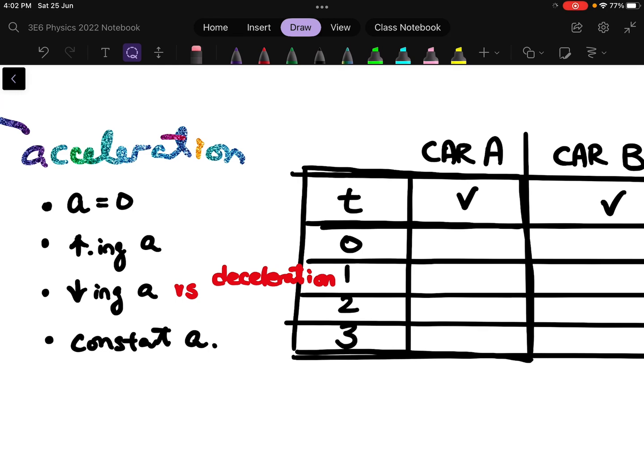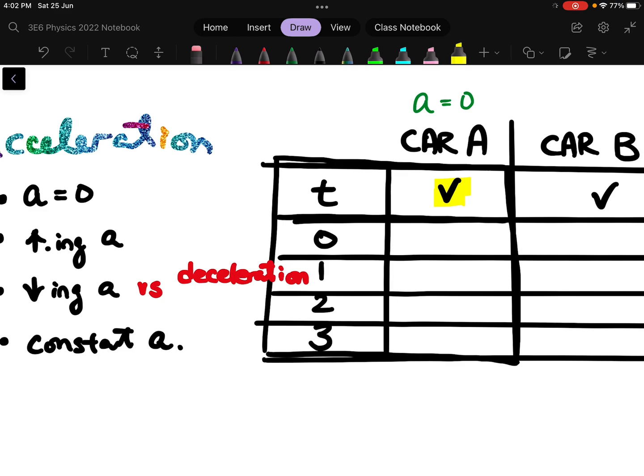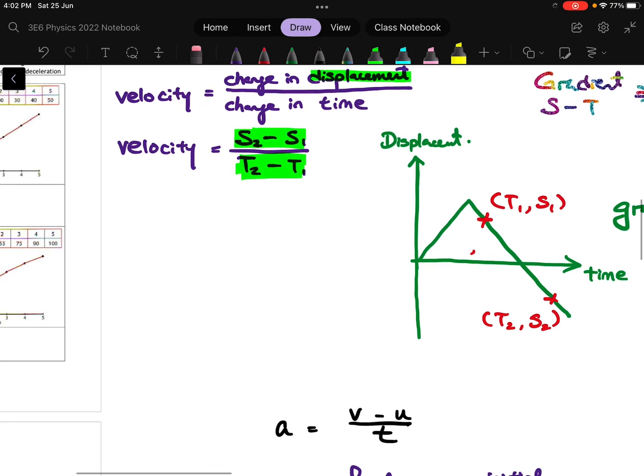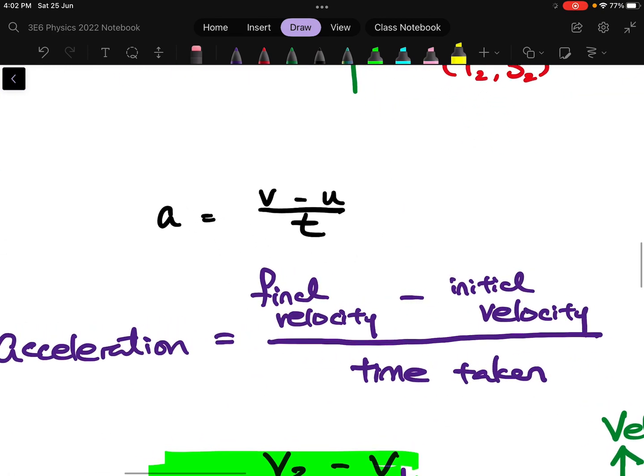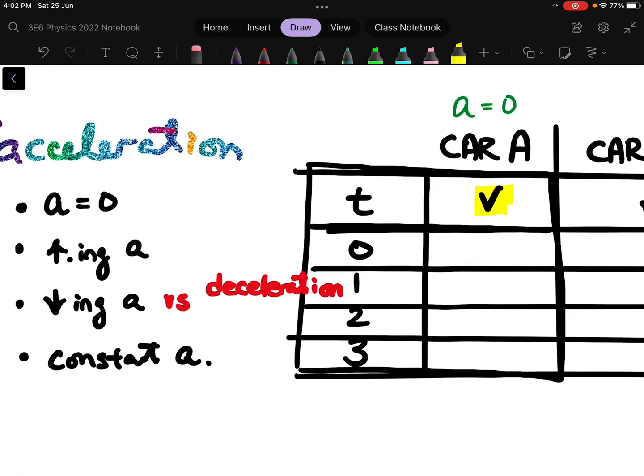So for example, if I have a car A with acceleration equals 0, what does it mean to the velocity? The v here represents the velocity of car A. Because acceleration refers to the change in velocity over time, if there is no acceleration, effectively it means that there is no change. So a equals 0, in other words, is the same as constant v.